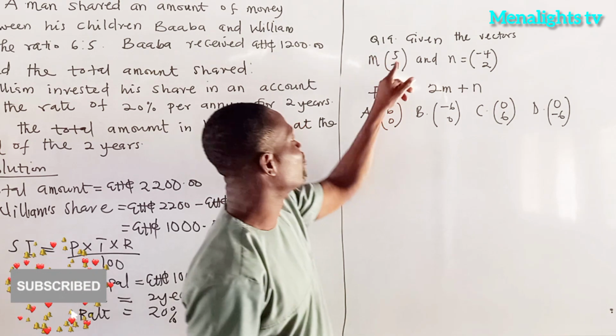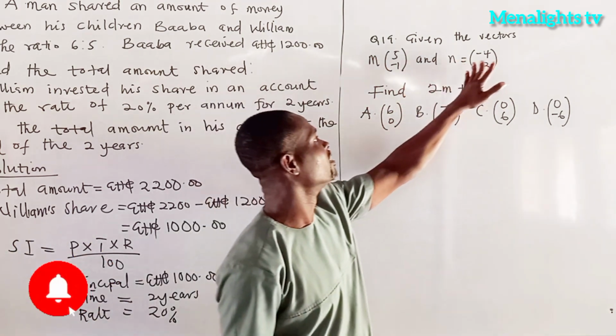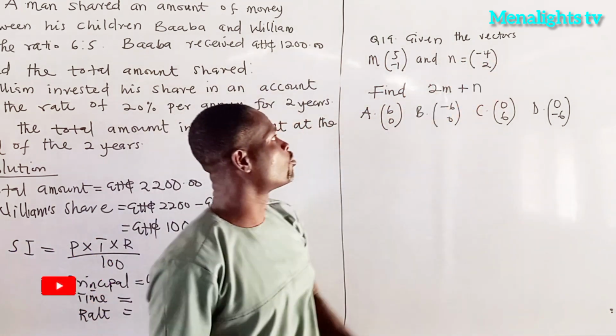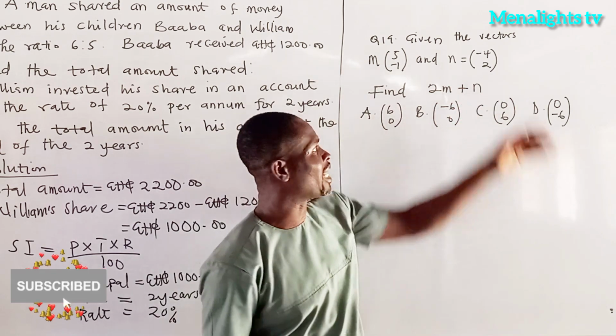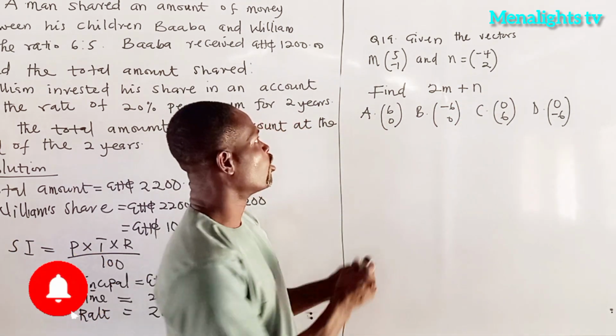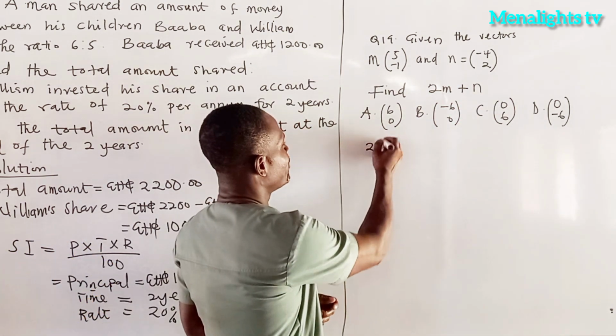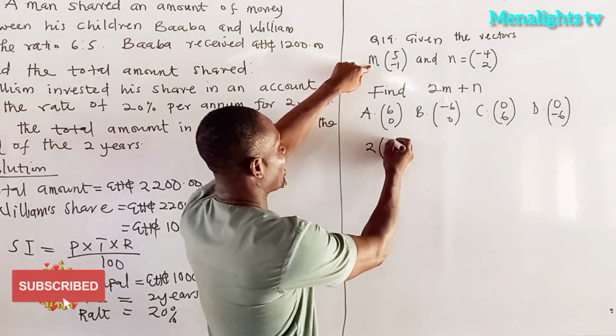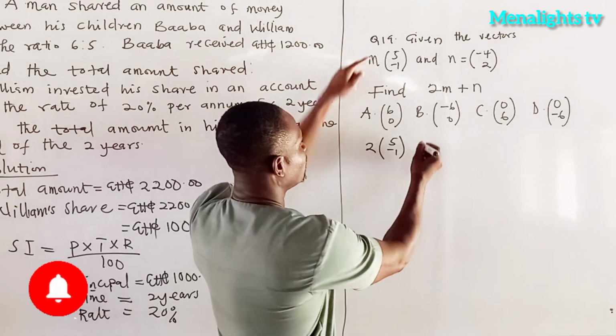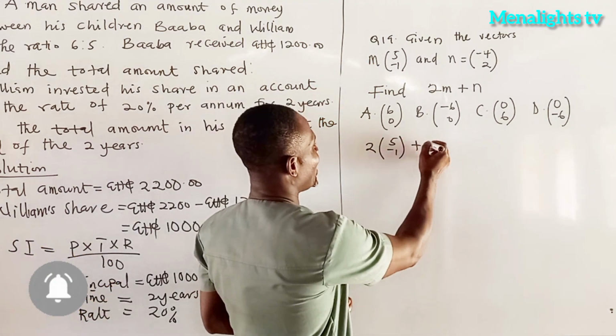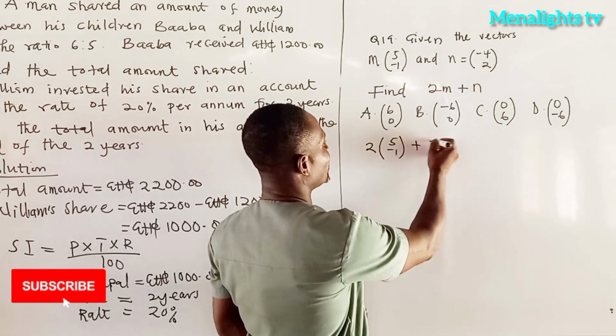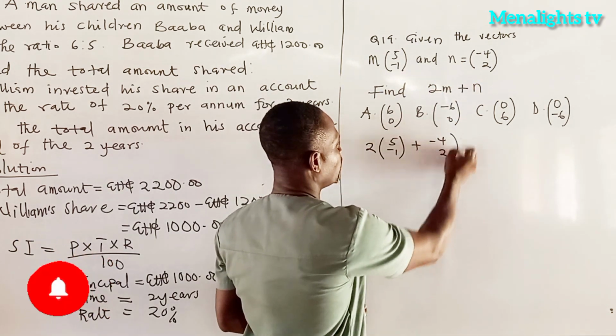Now let's look at question number 19 of the same B.E.C.E 2024. Given the vectors m, 5, -1, and n, -4, 2. Find the value of 2m plus 2n. So 2m, we know the value of m is what? 5, -1. Then plus n. The values of n, they are -4, 2.